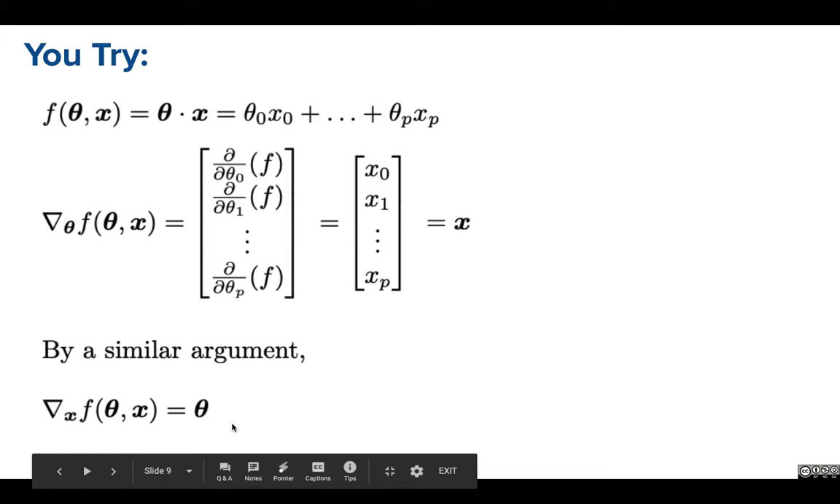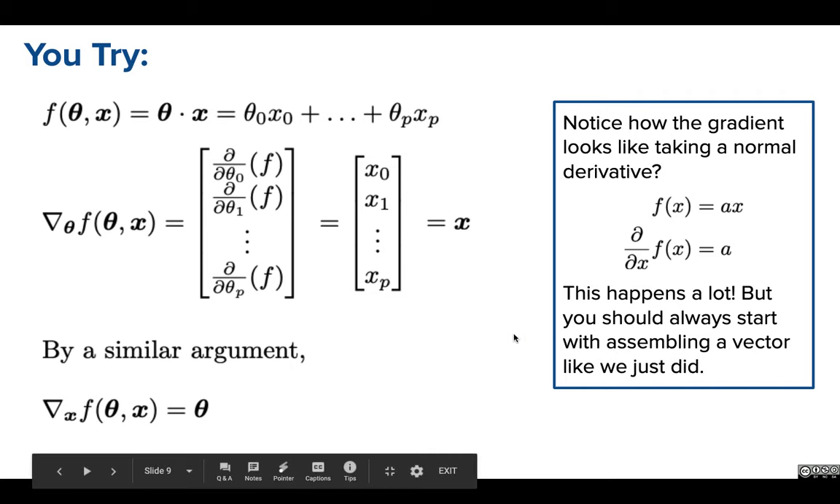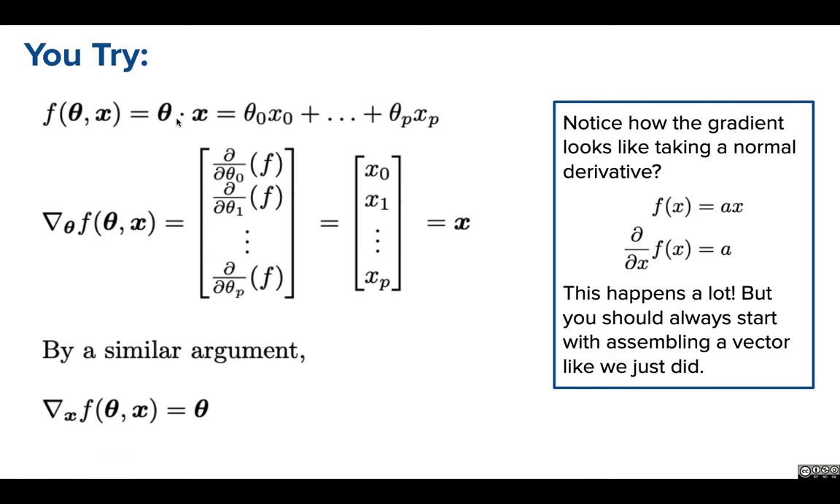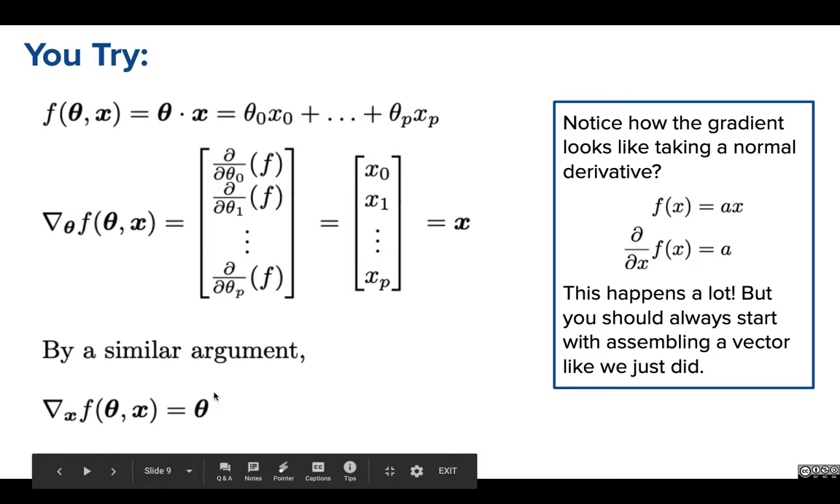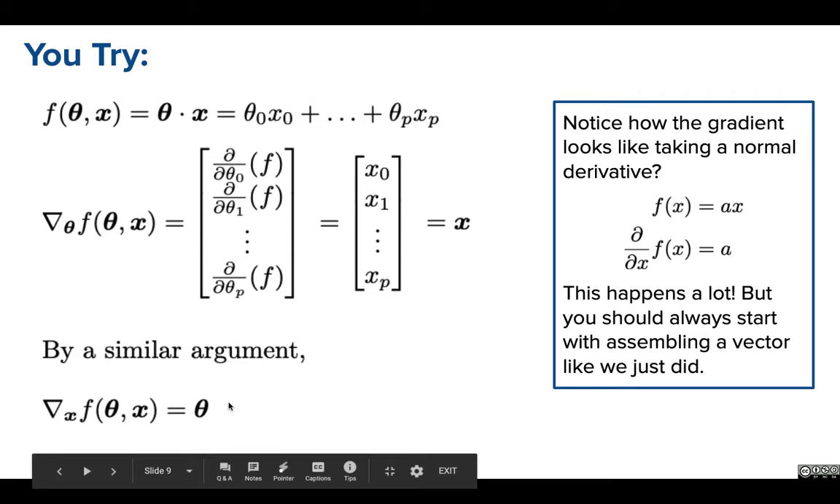Okay. Now you may notice here, I do want to point out that taking the gradient looks kind of like taking a normal derivative, right? So this right here is theta times x, and if I take the gradient with respect to x, I get theta. And this looks pretty similar to a regular function, which is a times x, taking the partial derivative with respect to x equals a. So this transformation here looks very similar to this transformation here. Okay? And it turns out that this happens quite a bit.